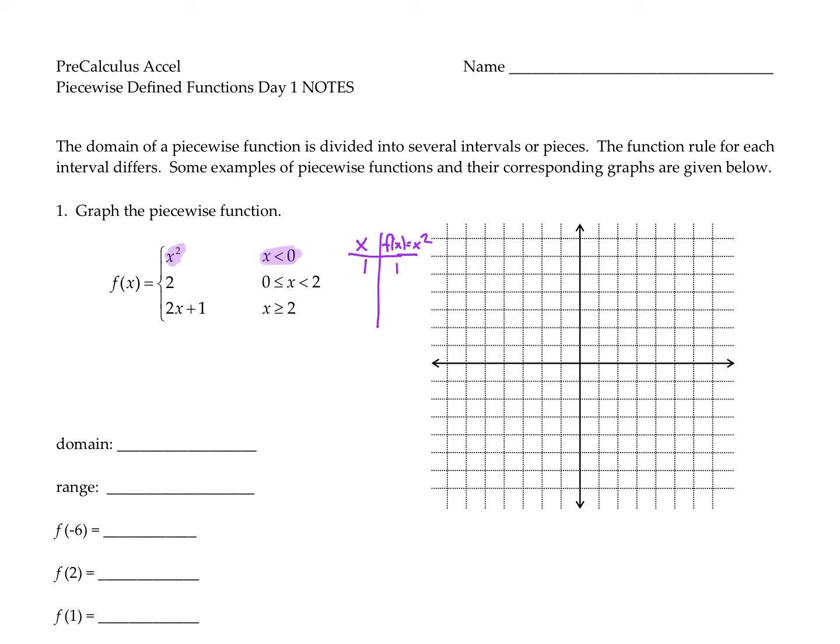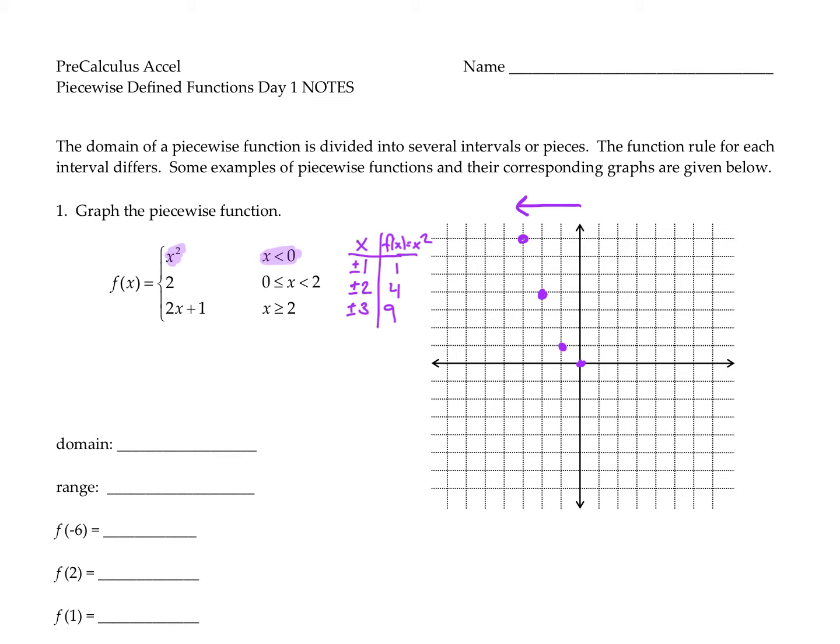1 squared is 1. Same with -1. Positive or -2 both equal 4. Positive or -3 both equal 9. But I'm only going to graph this when x is less than 0, which is going to be to the left of the y-axis. So 0, 0, 1, 1, 2, 4, 3, 9.